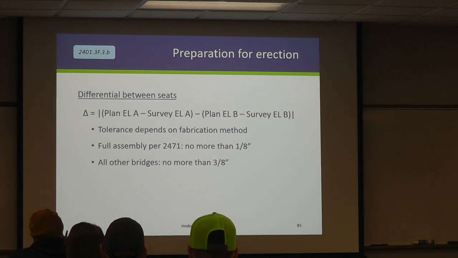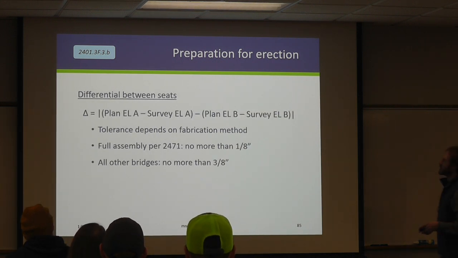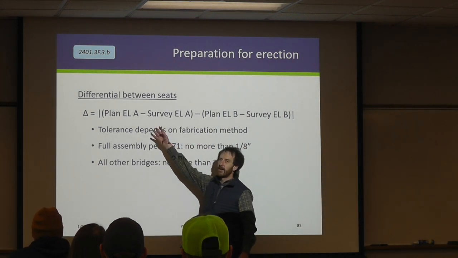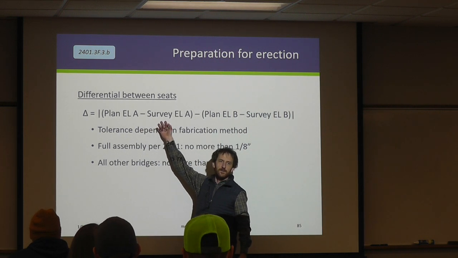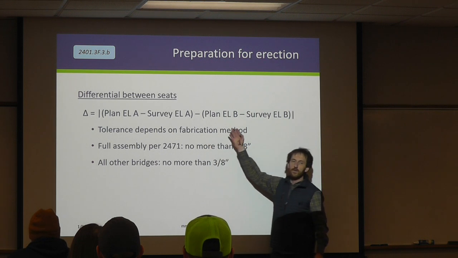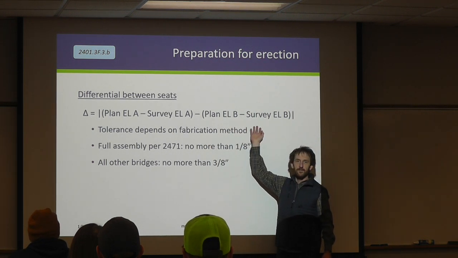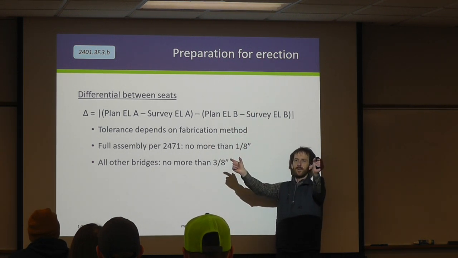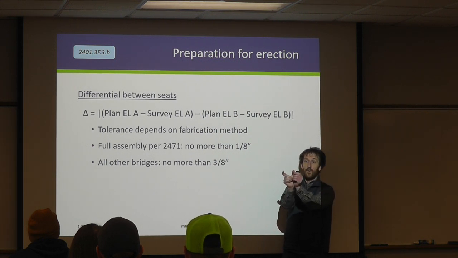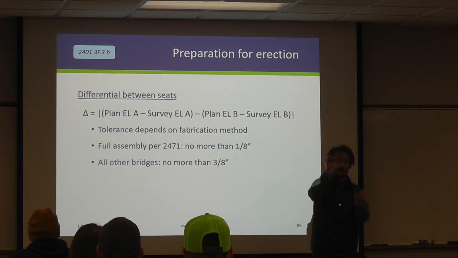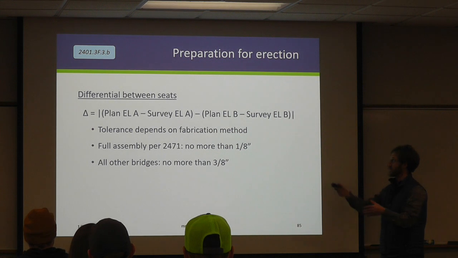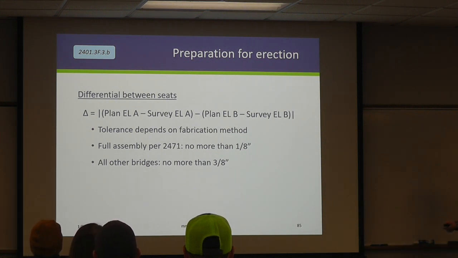So let's walk through them. Differential. So we put this equation in the plan, but basically what you're going to do is take your plan elevation minus what you surveyed for one bearing, or excuse me, one beam seat. Go to the next one over, and do the same thing. Once you have those two numbers, and we'll walk through this, you're going to find the difference between those two. So if it was all poured exactly correctly, this should be 0, right? Because everything matches up. 0, 0, 0, 0, right? We'll walk through an example.